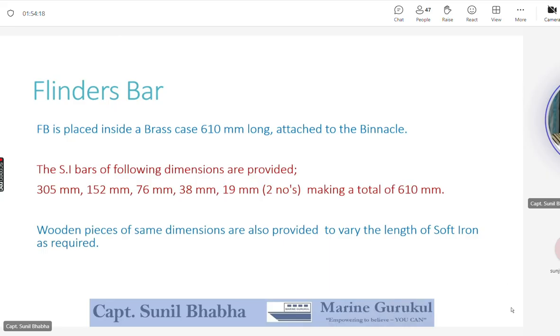Sir, one doubt, sir. Go ahead, beta. Sir, these wooden pieces are normally to provide for the length of soft iron, not for the distance, for correction purpose, right? I'll tell you right now, beta. I'll show you with the diagram. I'll show you how they are placed.